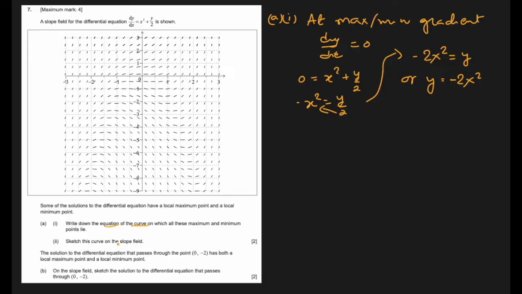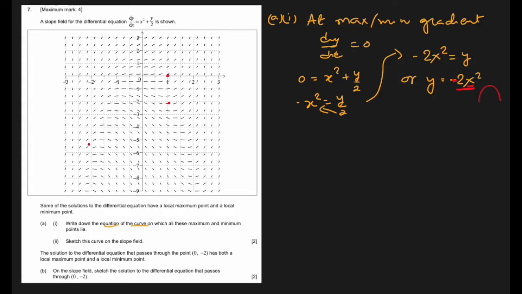Sketch this curve on the field. We can do it two ways. We know how to draw the curve y equals minus 2x squared, right? Minus means it opens down. The shape will be something like this, and we can substitute random values of x and y. Let's say 1. If I put x equal to 1, 1 squared will be 1 times minus 2 is minus 2. So (1, minus 2) is one of the points, and we can see that it is turning back here, right? Similarly, we can put 2, we can put 3, and all these.